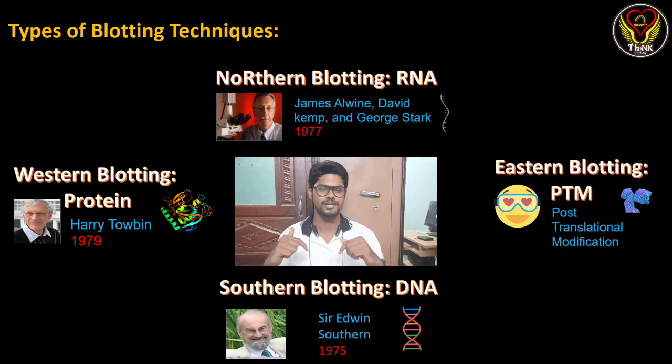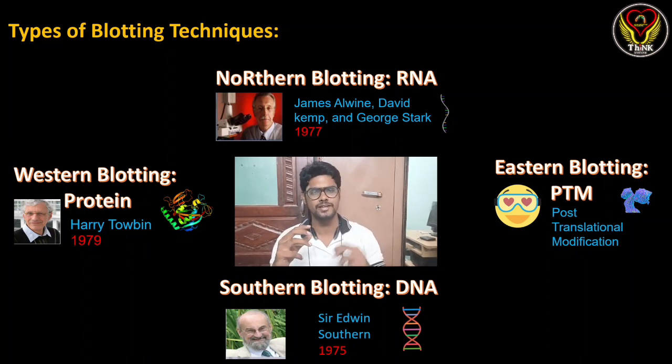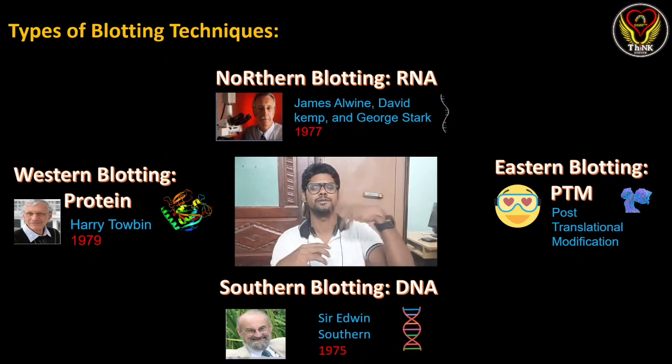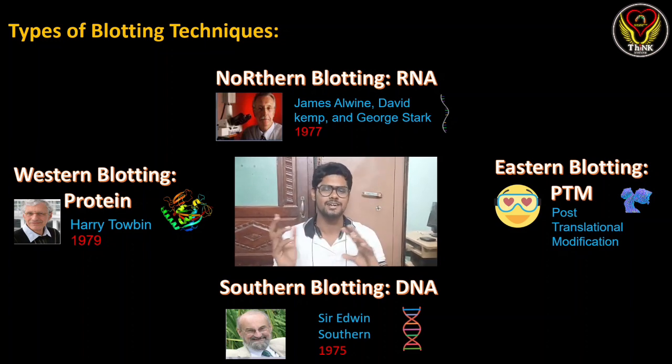Coming to southern blotting, actually this is the first discovered technique. It was discovered in 1975 by Sir Edwin Southern. From this only it has started. Southern blotting is to analyze DNA. Because of his name they named it southern blotting, and when discovering blotting of RNA they named it northern blotting, just as a complement.